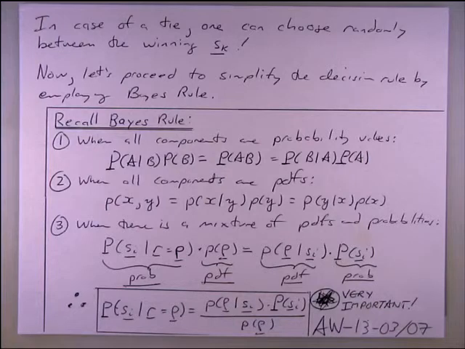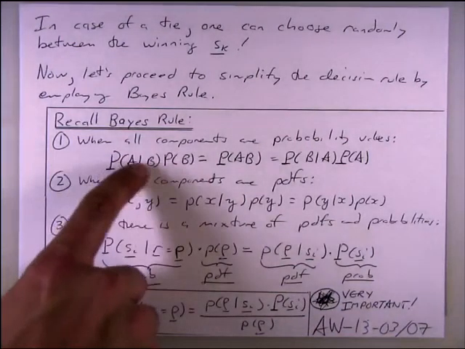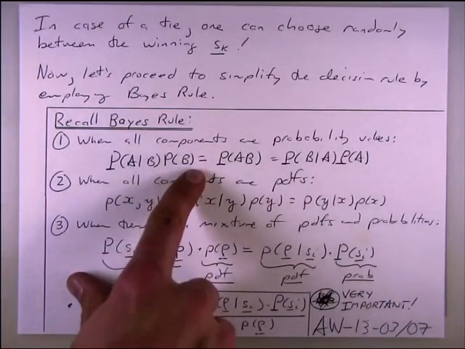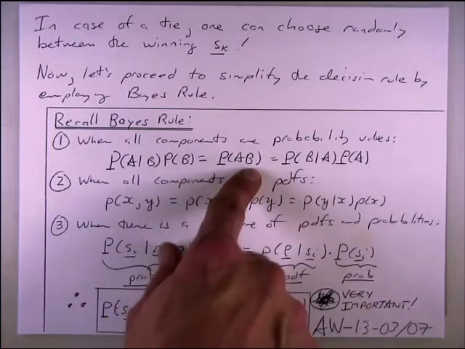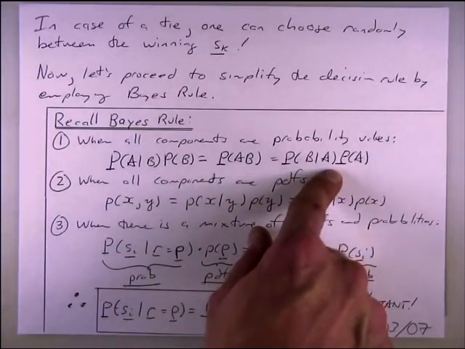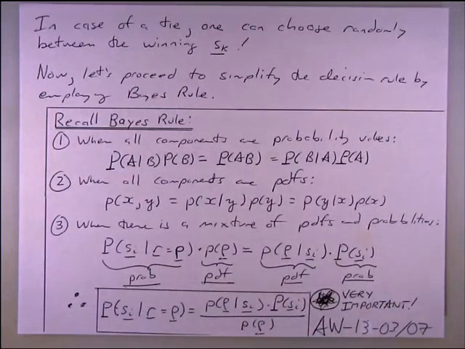Everyone's probably seen the old school Bayes' rule, right? The conditional probability of A given B times the probability of B is equal to the probability of A and B, which is equal to the probability of B given A times the probability of A. Now, you can also do this with PDFs. I touched upon that in the probability course. You can rewrite everything in terms of probability density functions. The third one is the oddball, but it's so helpful. We call it a mixed Bayes' rule. We intermix probabilities with PDFs.